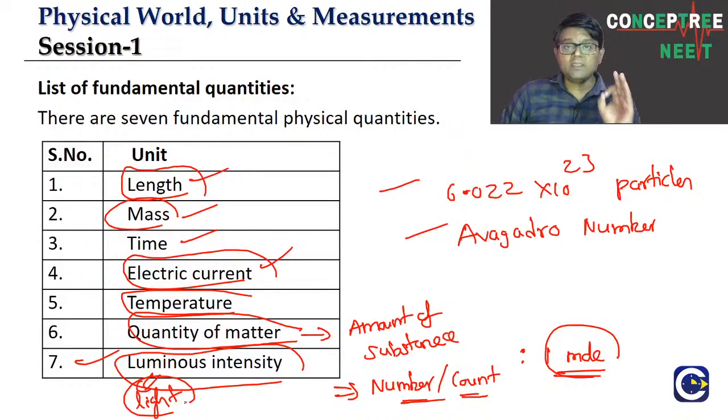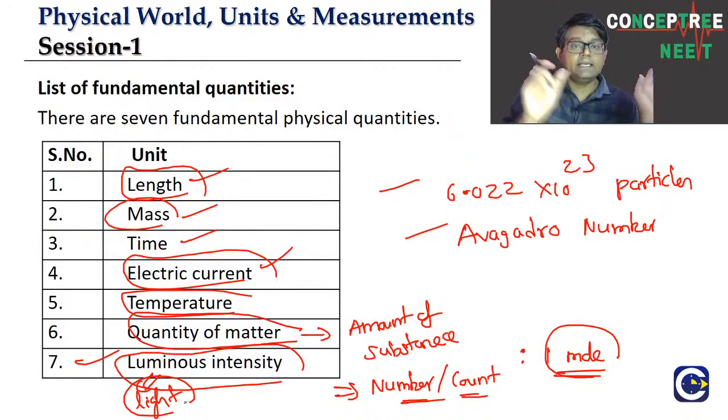In +2 we have two optics chapters: one is ray optics and the second is wave optics. But even in those two chapters we will not be covering luminous intensity. Here it is a fundamental physical quantity, so we need to understand that it is about the intensity of the light. Beyond that we don't need to focus on it; just know the definition.